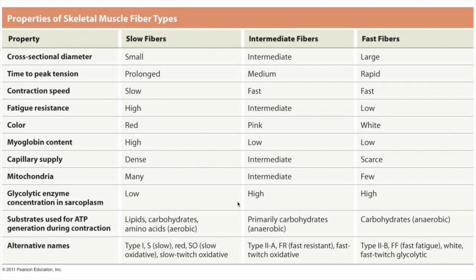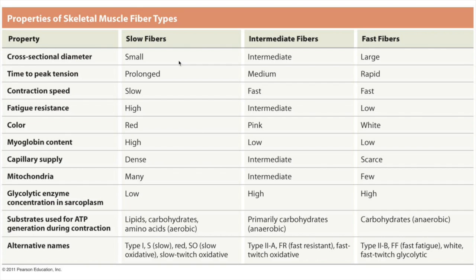Then the slow fibers, they have a much smaller diameter, low glycogen. They have high myoglobin. Myoglobin is an oxygen binding protein. And these slow fibers use mostly aerobic respiration to get their energy. These faster fibers, they use mostly glycogen. And the intermediate fibers use kind of a mix. So the slow fibers are using almost all oxygen to get their energy.